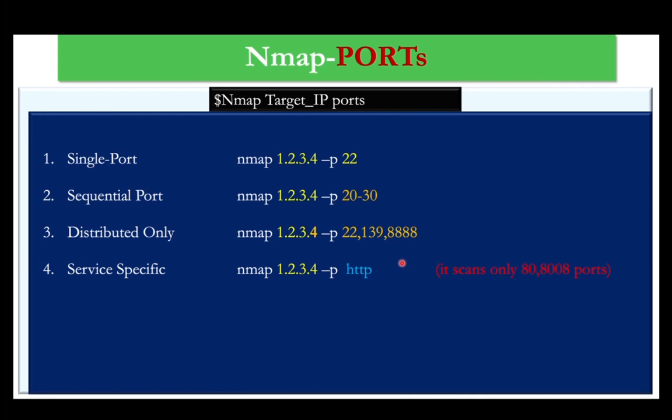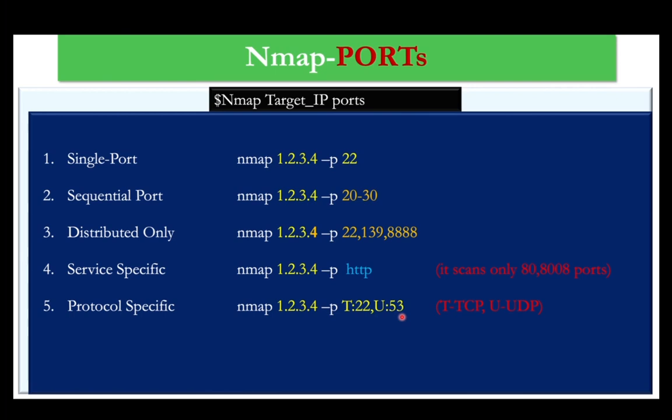Another one is protocol specific Nmap port scanning. Here you give nmap, the target IP address, -p, capital T hyphen 22. That means use the TCP protocol to scan port number 22. U hyphen 53 means use the UDP protocol to scan port 53. They are the protocol specific ones.